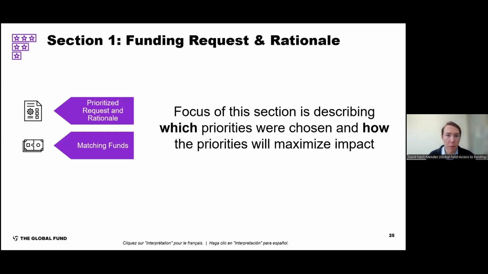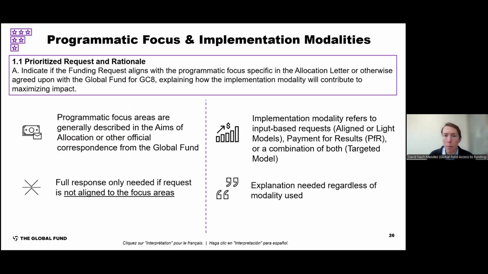Section 1 of the forms is on the funding request and rationale. The section explains which priorities were chosen and how these priorities will maximize impact. Applicants will present prioritization and matching funds if applicable. Next slide.